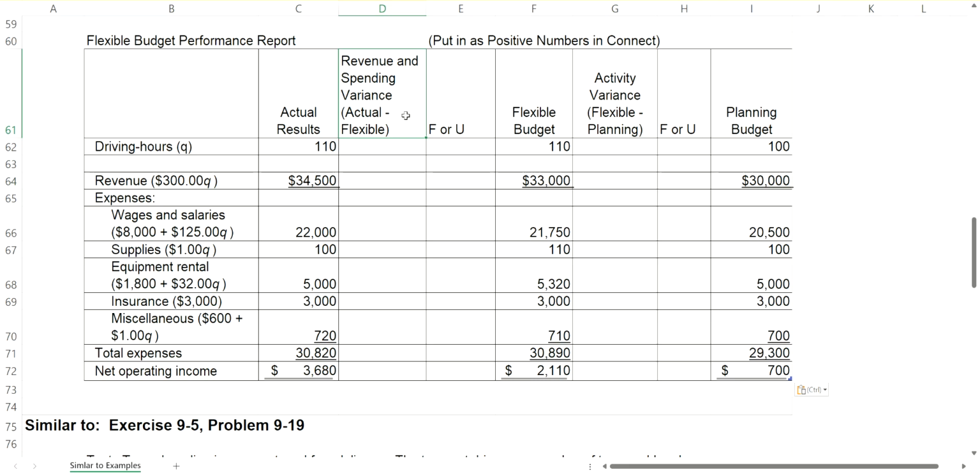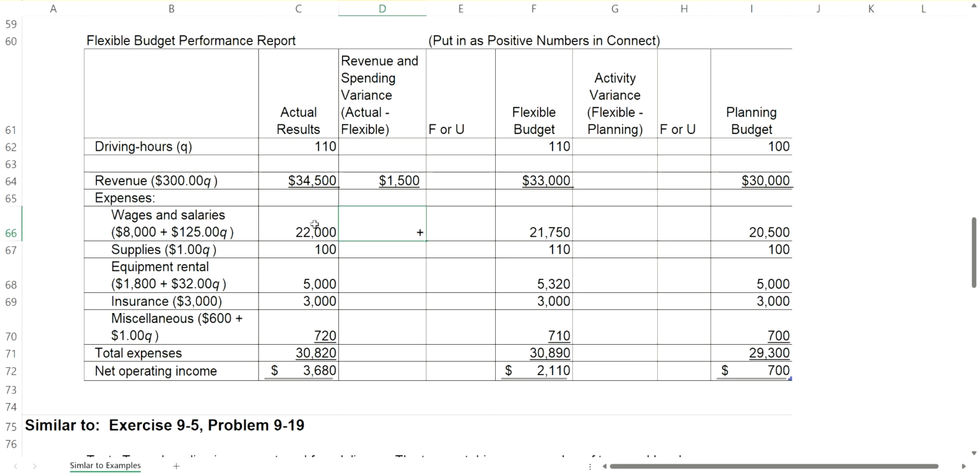The first variance we're going to look at is referred to as the revenue and spending variances. It will take the actual results minus the results from the flexible budget. Okay, so let's start with revenues. The actual results for revenues are $34,500. Subtract the results from the flexible budget, which is $33,000, and you have a difference of $1,500. We'll come back to the favorable or unfavorable in a moment.